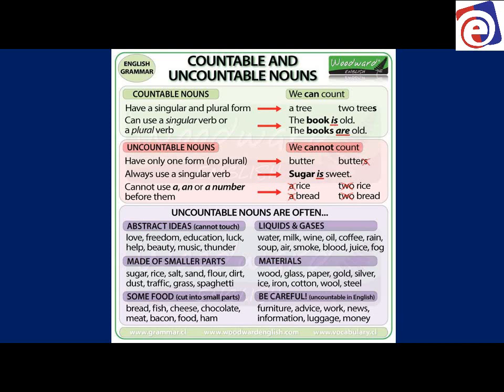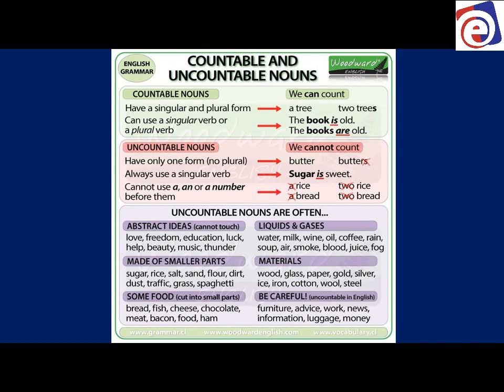Let's look at the chart and we'll review a little about countable and uncountable nouns. Countable nouns have a singular and plural form. A tree, 2 trees. So a tree is singular, 2 trees is plural. We can say a tree, the tree. It can be singular, it can also be plural. 2 trees, 10 trees, 20 trees.